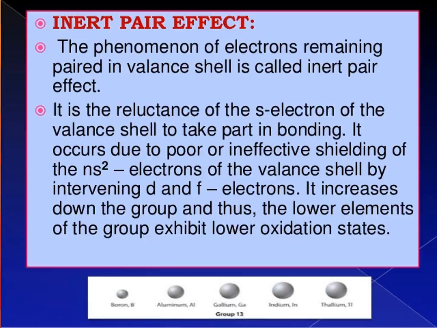Thallium +1 is more stable than thallium +3. So aluminium chloride is stable, whereas thallium chloride is highly unstable. These are the disproportionation tendencies of thallium chloride and chlorine gas. This effect is observed in groups 14, 15 and 16. This is the inert pair effect.